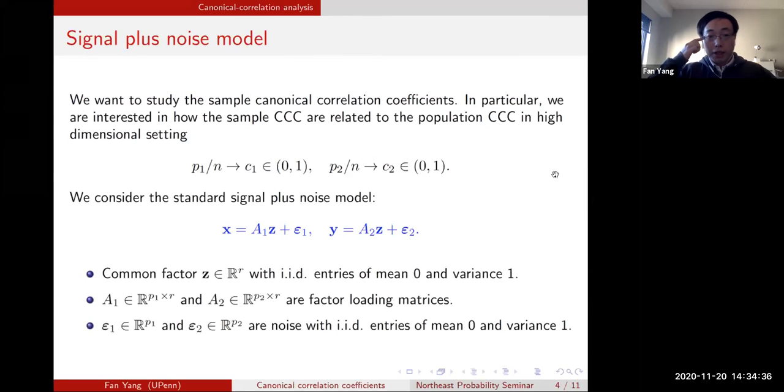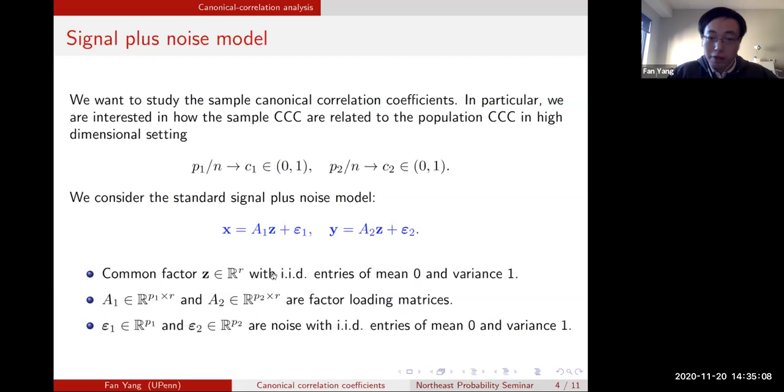Then, in general, there is no way to infer the canonical correlation coefficients from the sample canonical correlation coefficients. But there is a model example for this question. If we impose some structural assumptions, then inference is possible. In the standard signal-plus-noise model, we have these two vectors, where Z is a common factor of rank r. The r is usually small.